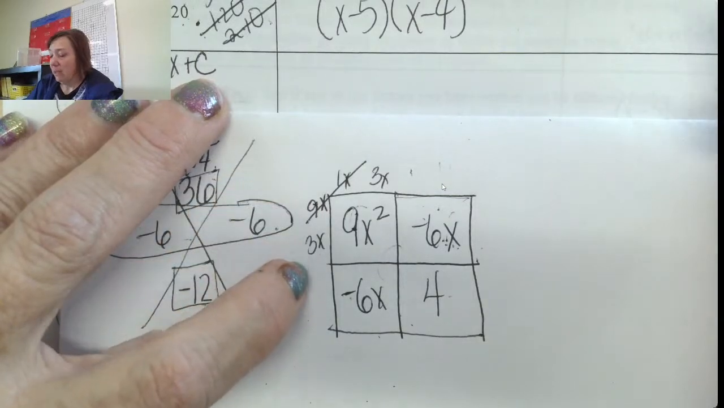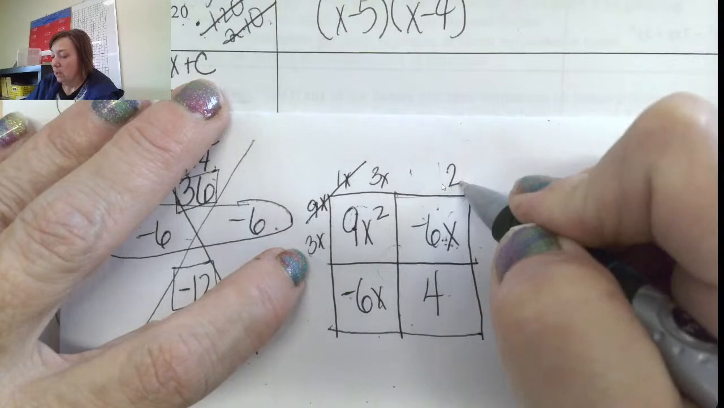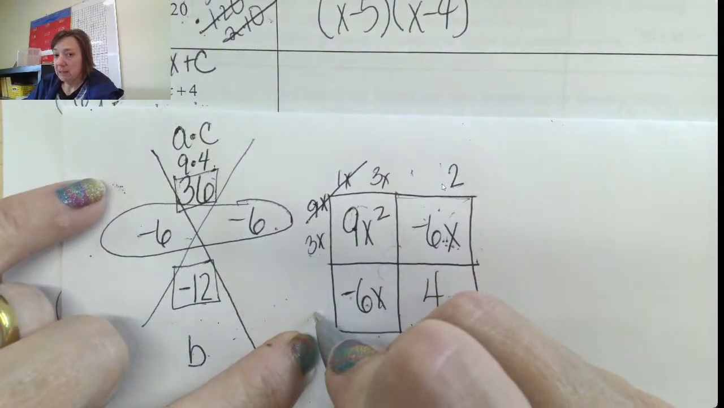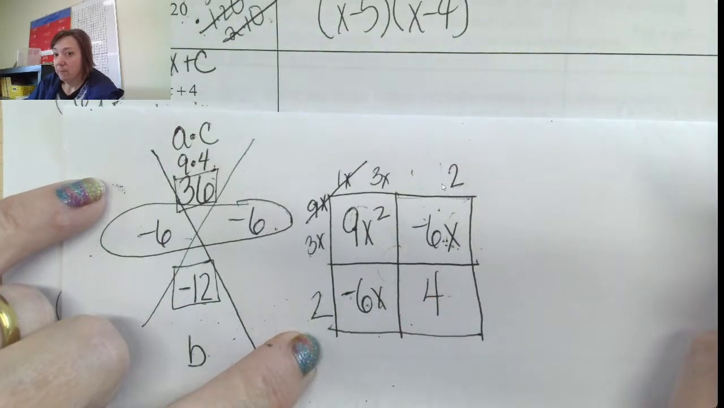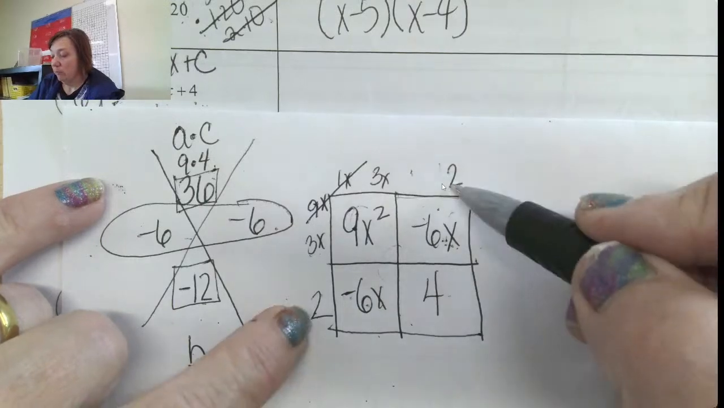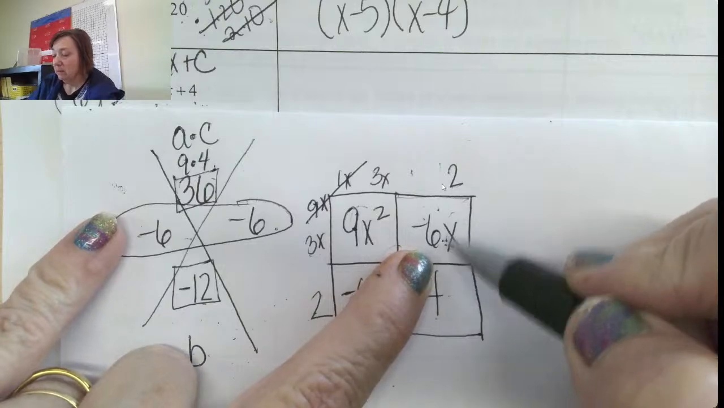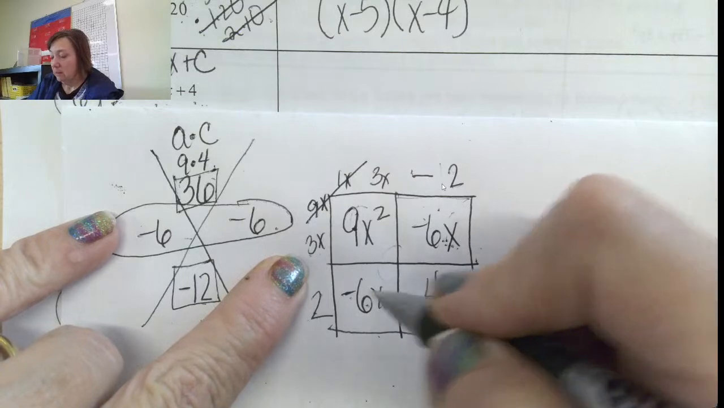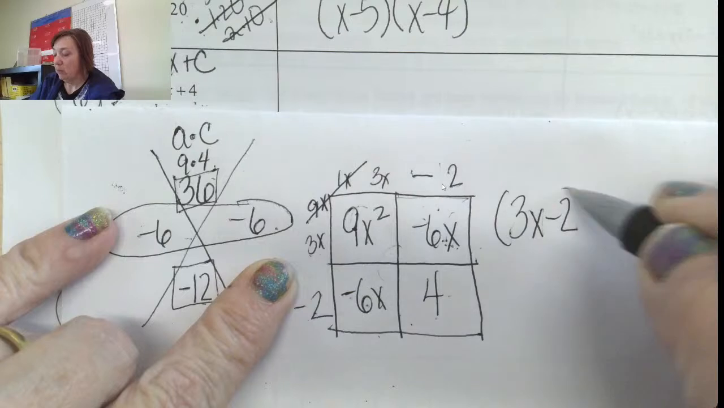Now, if I multiply something by 3 to get 6, what could I multiply by 3 to get 6? I could multiply 2. And then down here, what would I multiply 3 by to get 6? 2 also. Y'all see how that works? And doesn't 2 and 2 get me 4? But I need a negative 6. What does that mean? And then I need a negative 6 here. What does that mean? So that's going to give me 3x minus 2 and 3x minus 2.